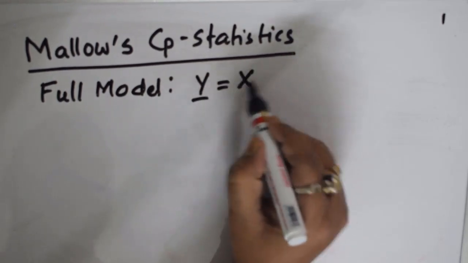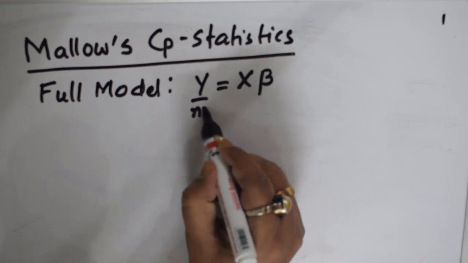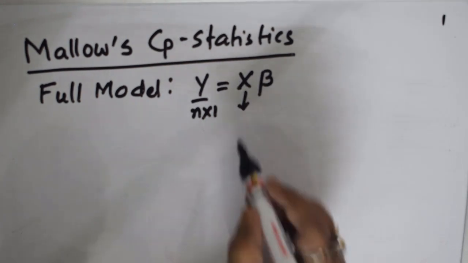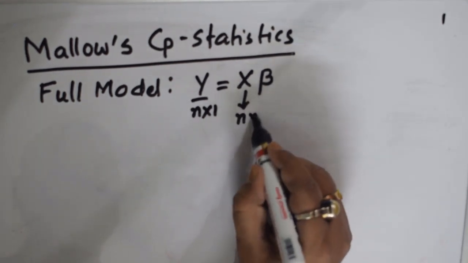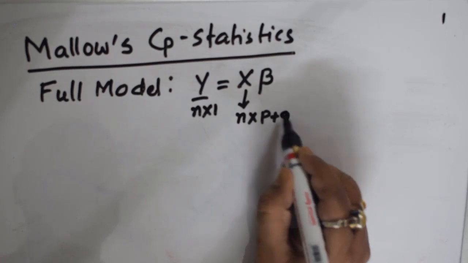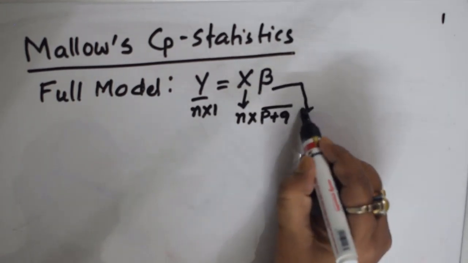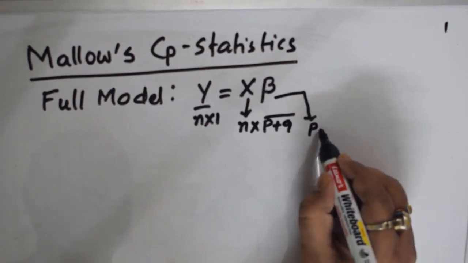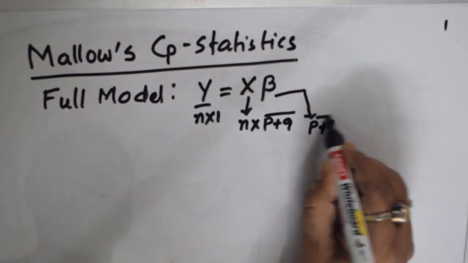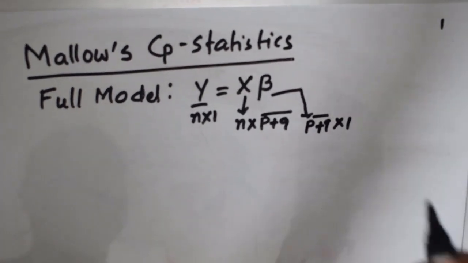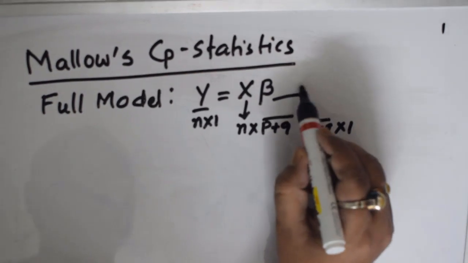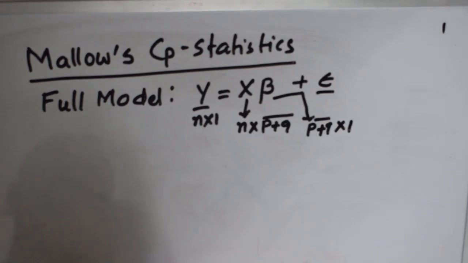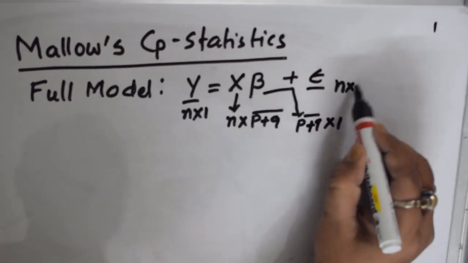Y is observational vector of order n cross 1. X is a coefficient matrix of order n cross p plus q. Vector of beta is a vector of regression coefficient of order p plus q. Plus epsilon of order n cross 1.